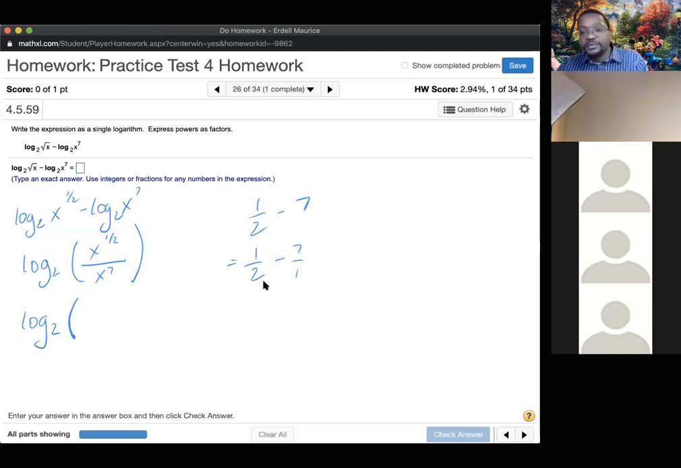And so because the people said that, I have to go ahead and multiply by 2 over 2. That's going to be 1/2 minus 14 over 2. That's going to be negative 13 over 2. So this is going to be x raised to negative 13 over 2. Questions so far?